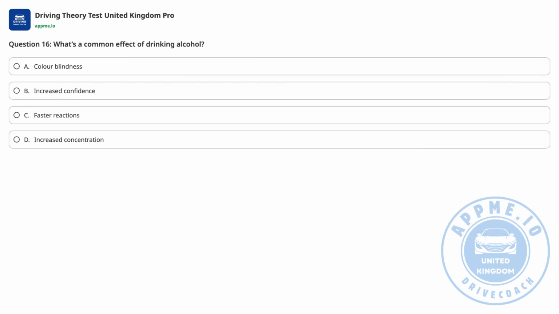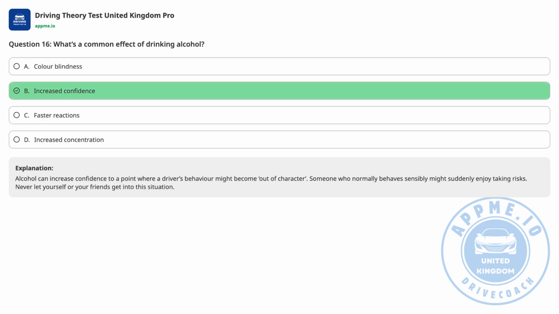Question 16. What's a common effect of drinking alcohol? A. Color blindness. B. Increased confidence. C. Faster reactions. D. Increased concentration. The correct answer is B.